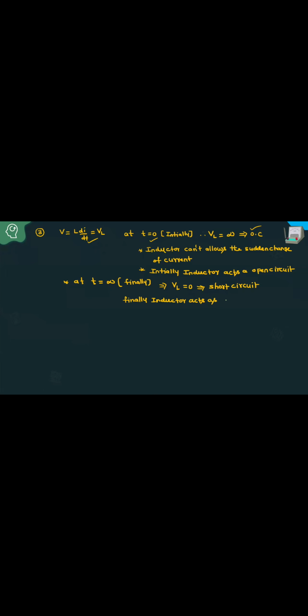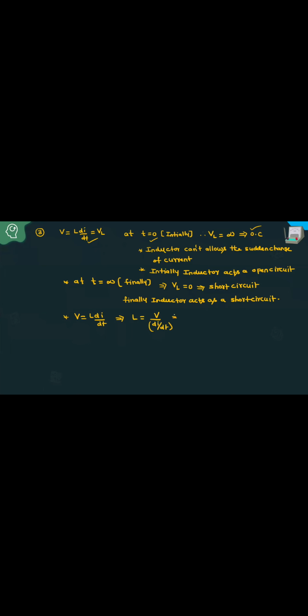Acts as a short circuit. That is at steady state. Inductor acts as a short circuit. Then we know that V equal to L into di by dt. From this, what are all these observations? V by di by dt.